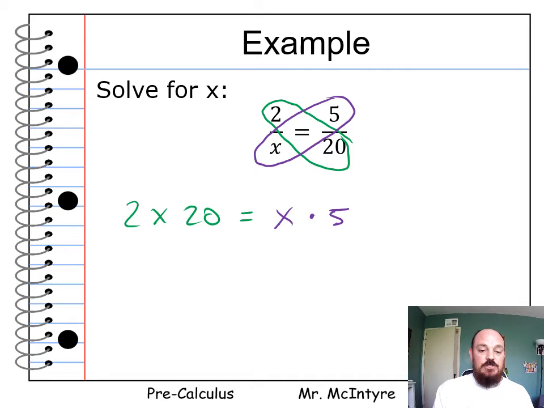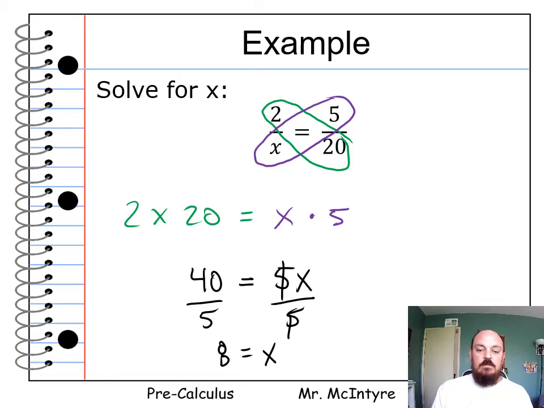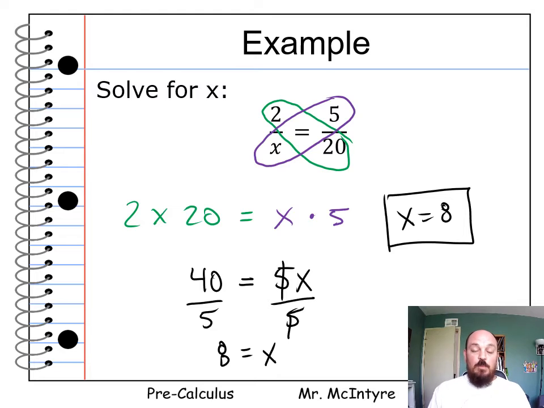Now to finish out the question, you do the multiplication parts. 2 times 20 is 40, and x times 5 is 5x. Now to finish solving, there's only one step at this point. All I need to do is divide by 5 to cancel out the 5 in front of the x. So I divide both sides by 5 to cancel. 40 divided by 5 is the answer, which is 8. So x is 8. Now that's a proportion, and also how you can solve one if one of the pieces is missing.